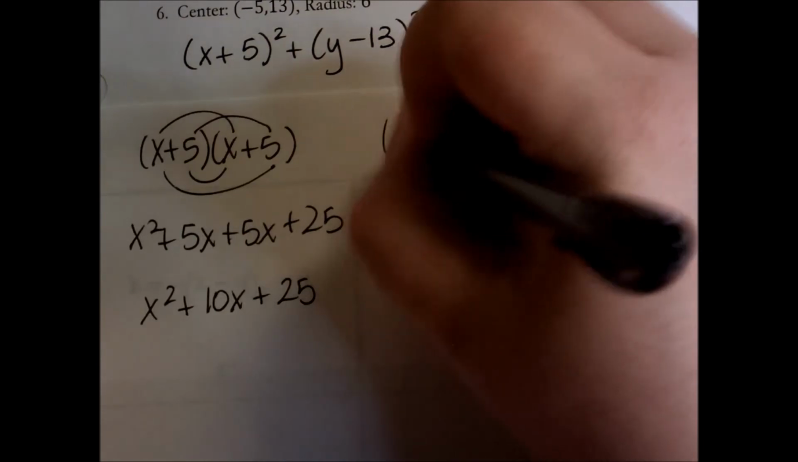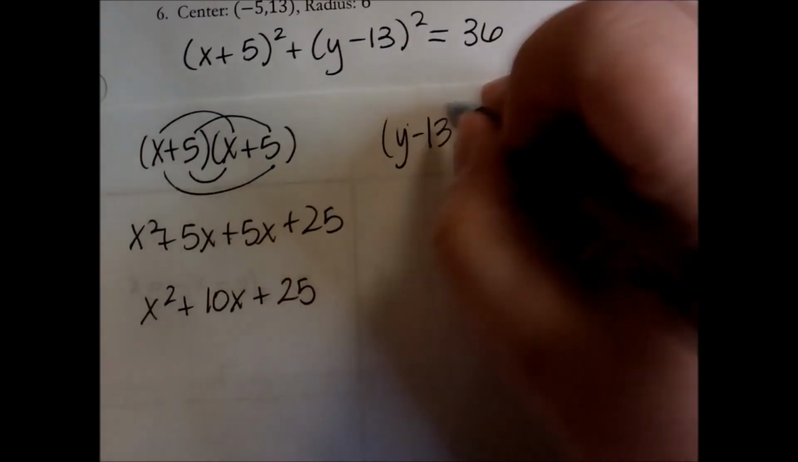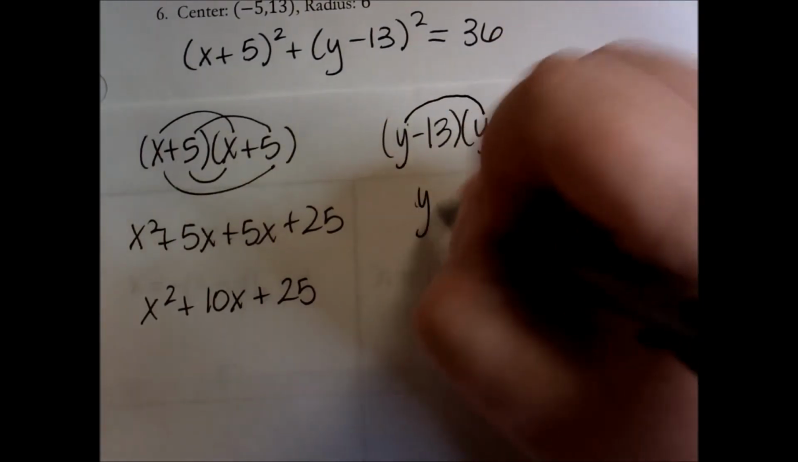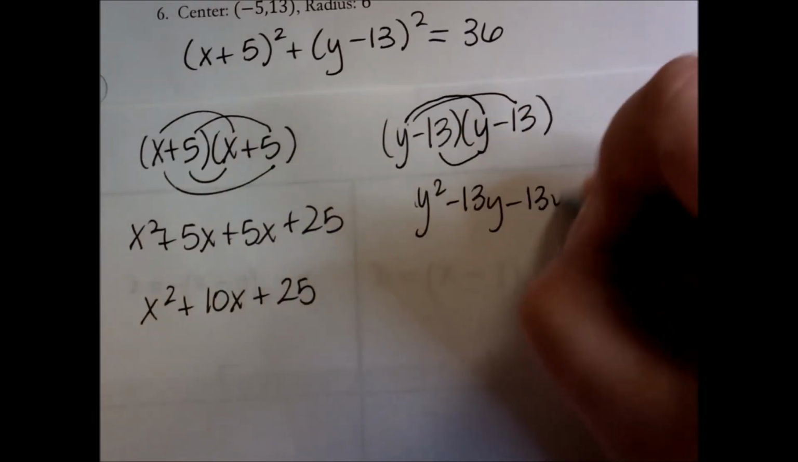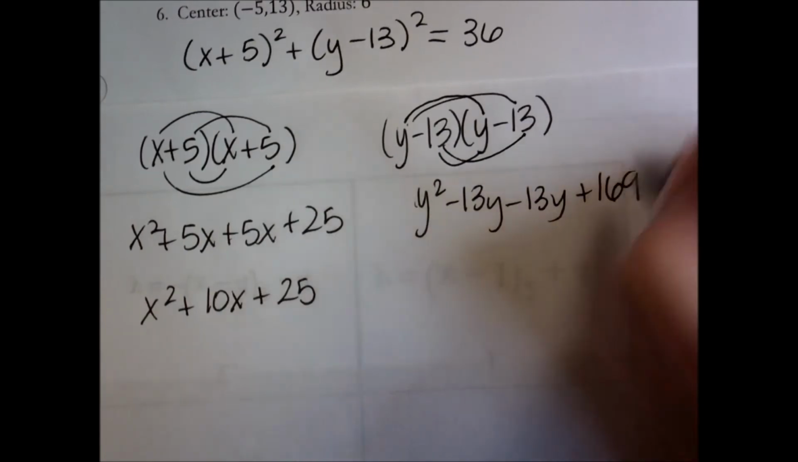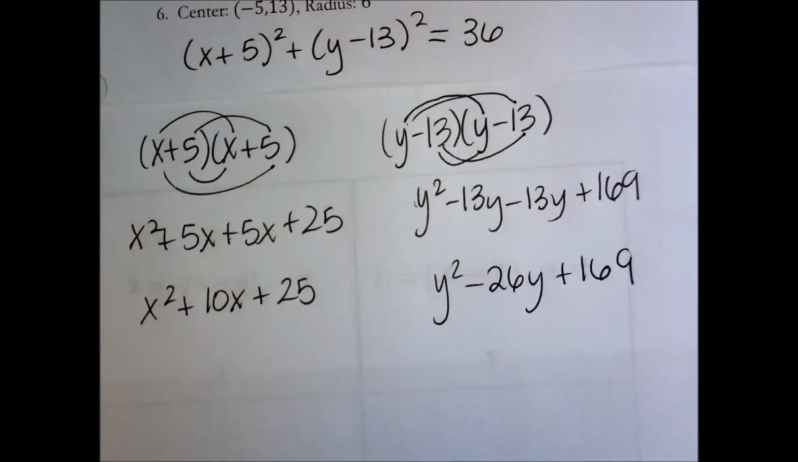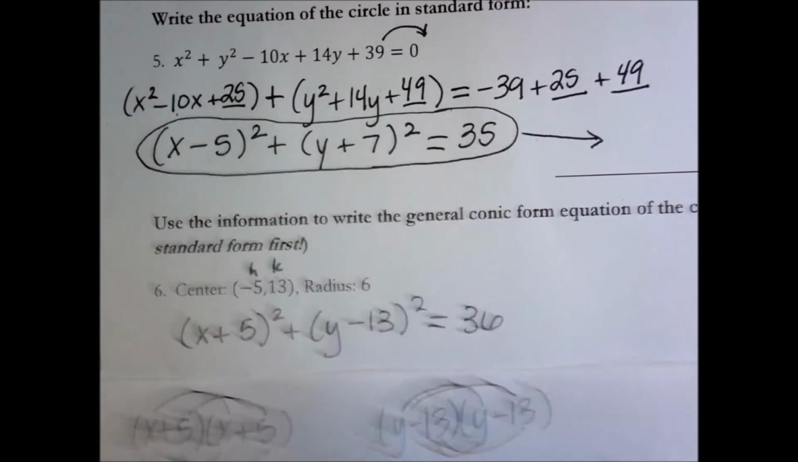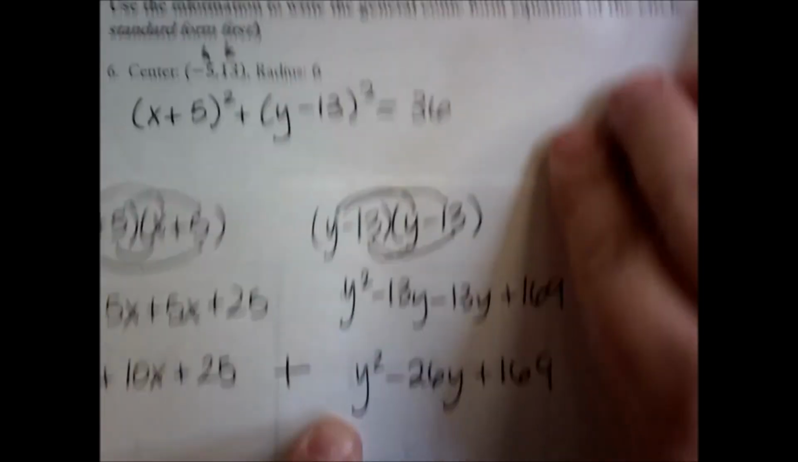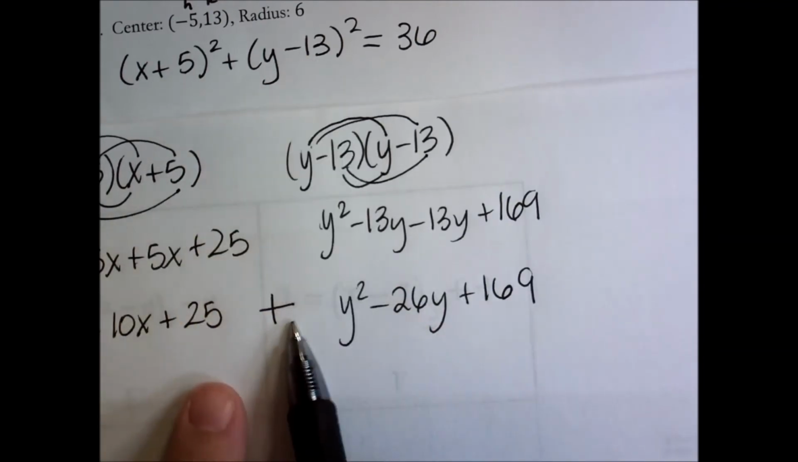We're going to do the same thing for the y terms. y minus 13 times y minus 13. I'm going to use the distributive property this time. y times y is y squared, y times negative 13, negative 13 times y, and negative 13 times negative 13. So this is y squared minus 26y plus 169. So that's what I have here. Then there's a plus sign, so let me bring that down. All of this is y minus 13 squared, and then equals 36.